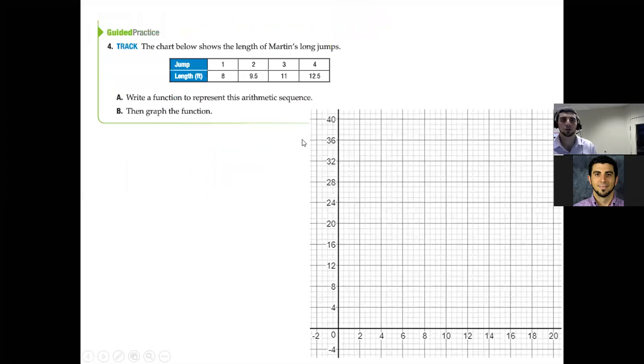All right, the chart below shows the length of Martin's long jumps. Write a function to represent this arithmetic sequence, then graph the function. Go ahead and pause the video and hit play when you're ready.